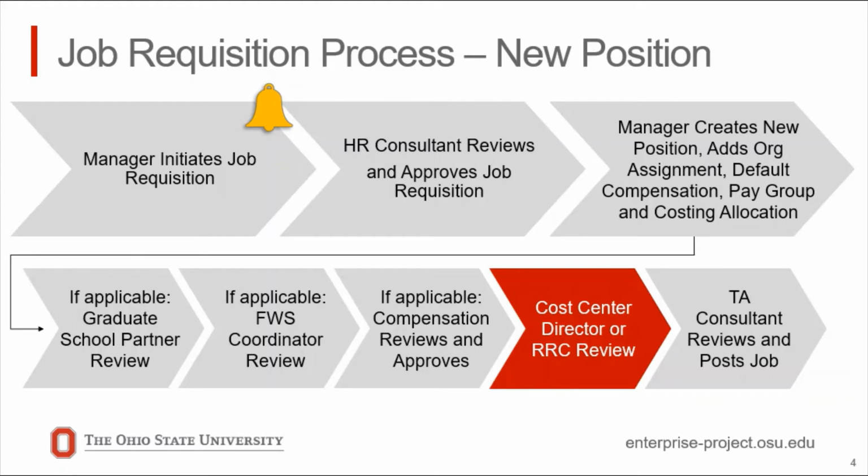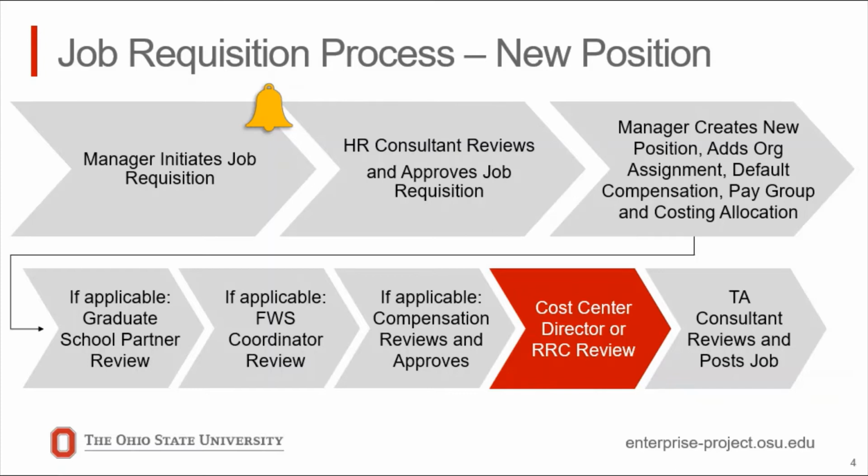allocation. These will not generally route for additional approval to the HR consultant, as they should have been approved previously via the job requisition. Step 4. If the position is a graduate position, the graduate school partner will review. Step 5. If the position is for a federal work-study role, the FWS coordinator will review.